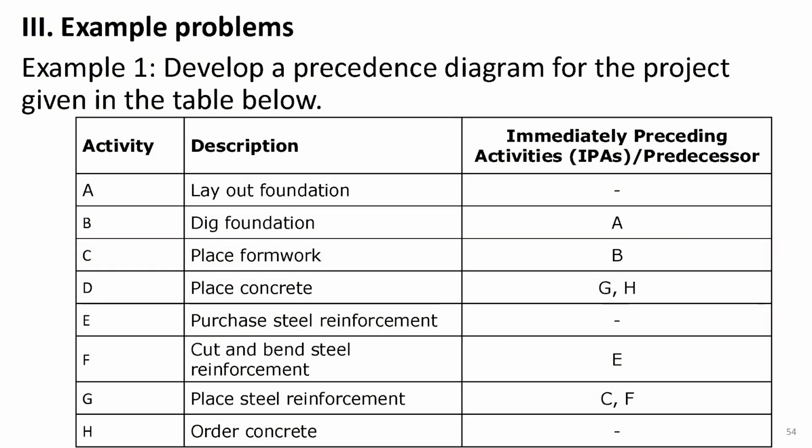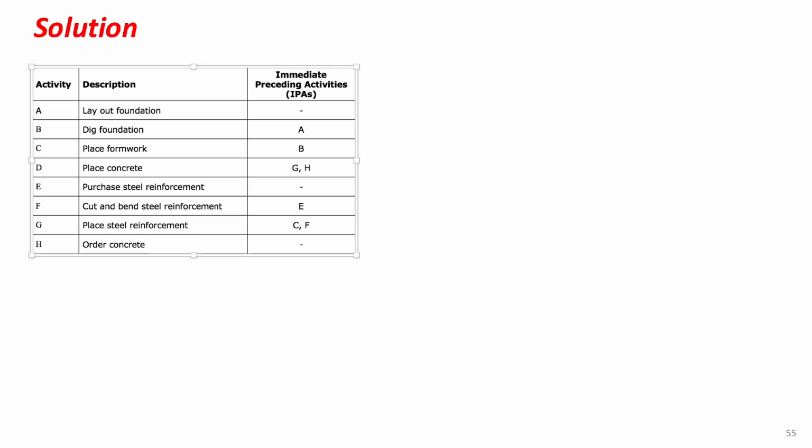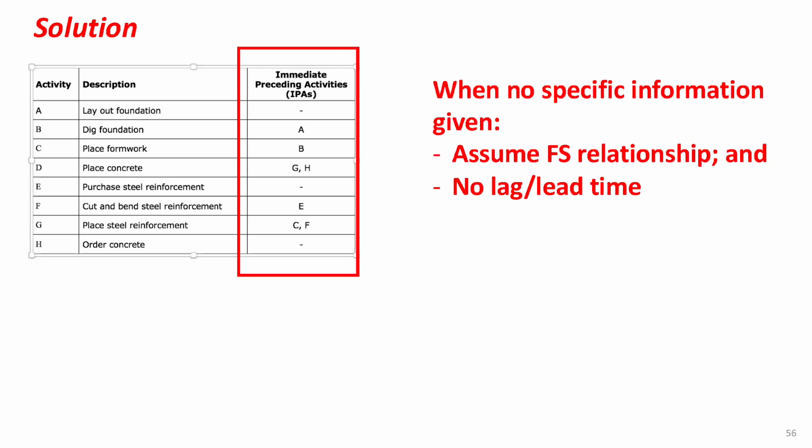Alright, now let's go through the first example of creating a precedence diagram. You've got a table listing the project's activities, their descriptions, and the immediate predecessors, IPA. Using this information, we're going to build the precedence network. Okay, let's review the given information. We've got activities labeled from A to H, their description, and IPAs.